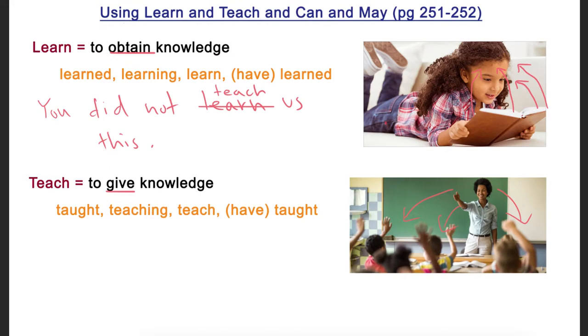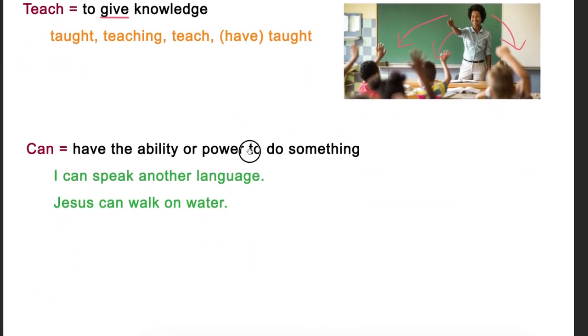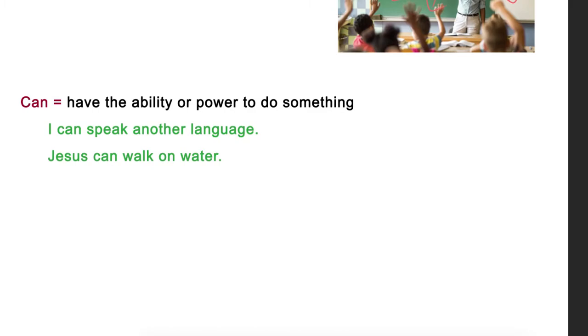Let's go over the difference between can and may. So can is to have the ability or power to do something. For example, I can speak another language. I have the ability to speak another language. All right. I can also say Jesus can walk on water. He has the power. So Jesus has the power to walk on water.